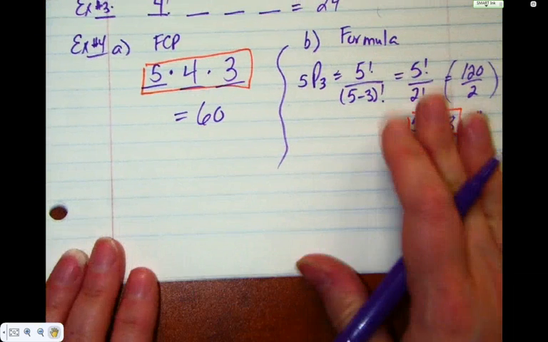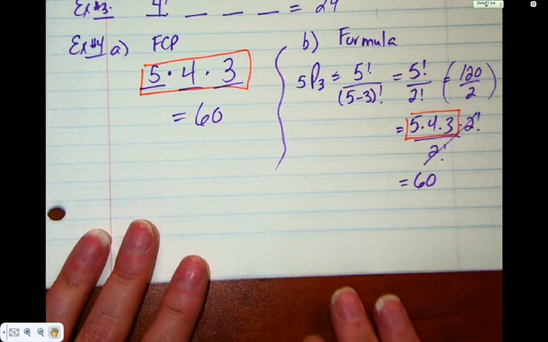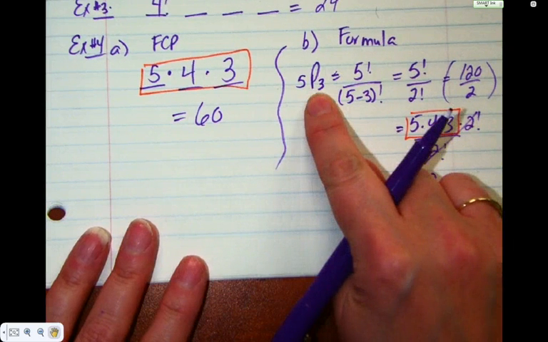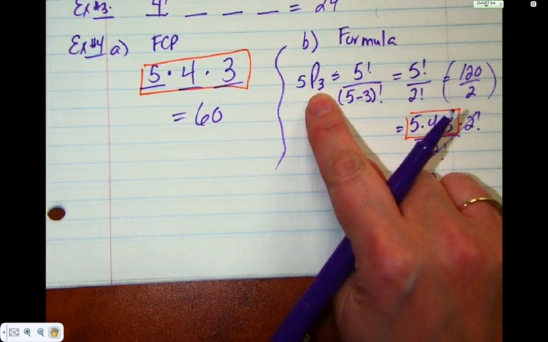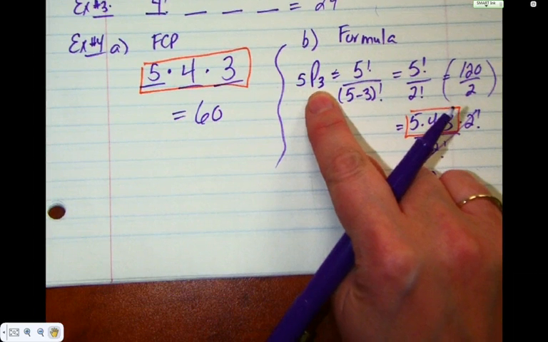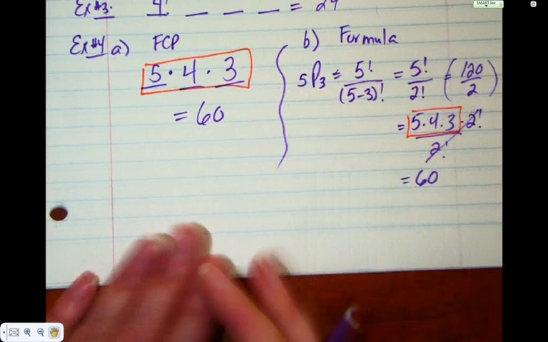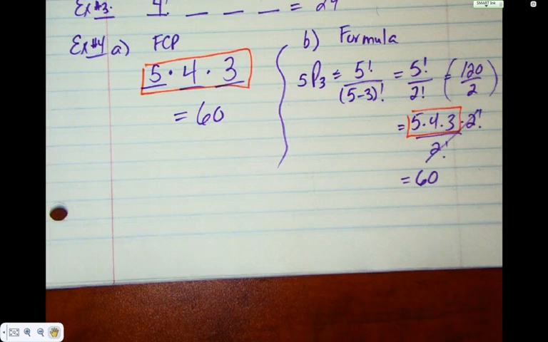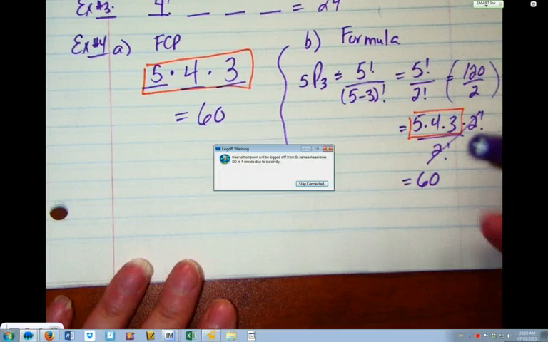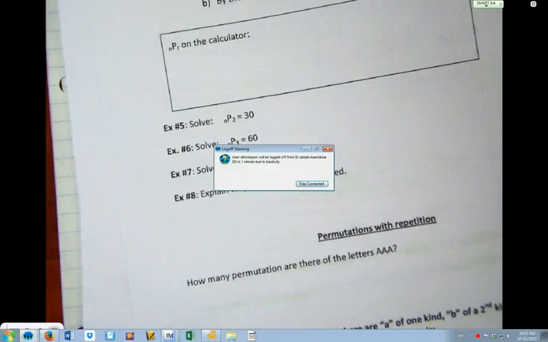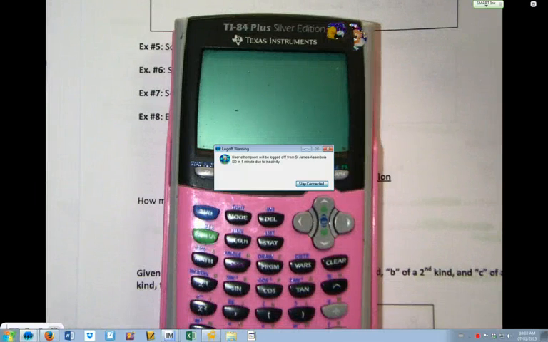You need to know the formula because sometimes the exam question will just say simplify, and they'll just give you 5P3 or 8P6 or 9P2, and you still have to be able to simplify it even if you don't use it to do normal kinds of questions. Well, what if it's really, really big and we don't want to simplify it? Let's do 5P3 on the calculator.